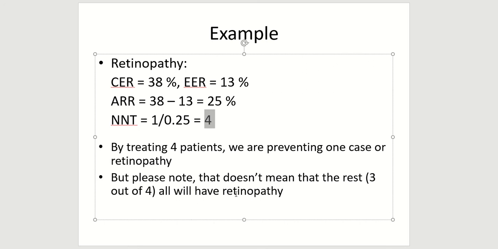Okay, but please note that does not mean that the rest of the 3 will actually have retinopathy. This is very important to pay attention to. Okay, so let me spend a few minutes here so that I explain what I just said. I'm just gonna open Paint so that I can do some of the things. Let's go to Paint.